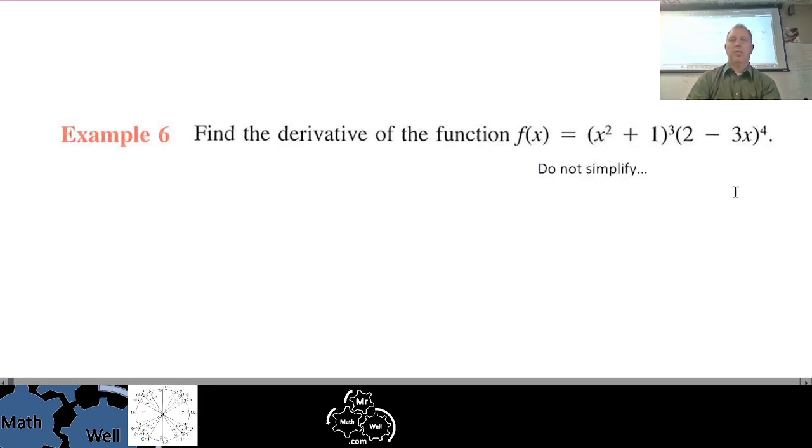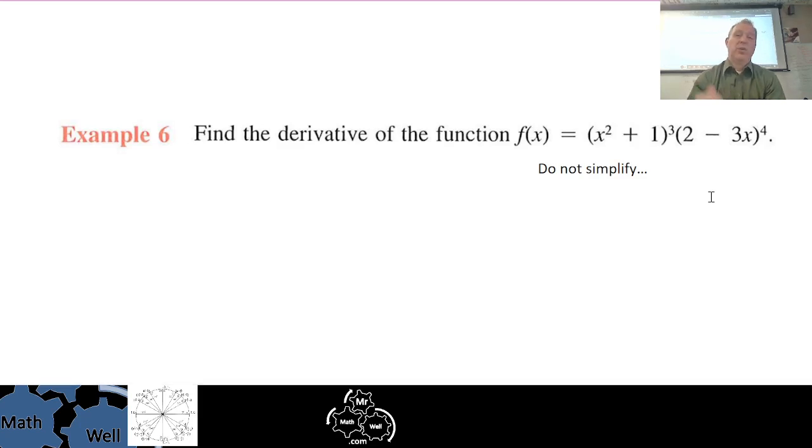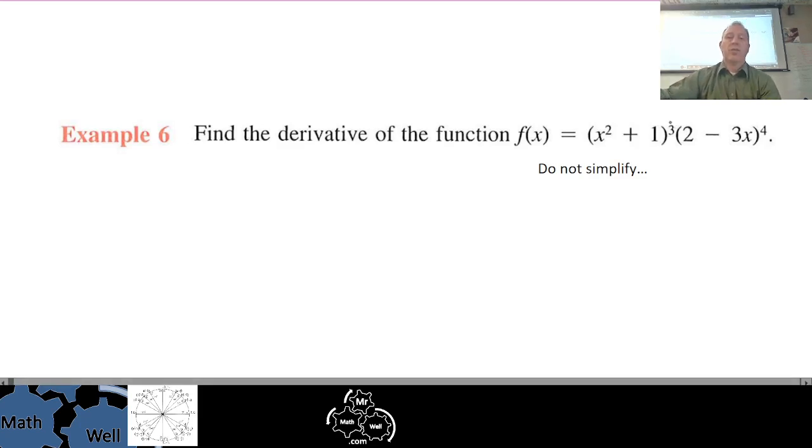Okay, so what you want to notice here is that we have a combination of 3 things going on. We have a combination of power rule with this exponent, chain rule with finding the derivative of this whole thing here, and product rule because we're multiplying 2 distinct functions. So we've got several rules in action at once here, okay?